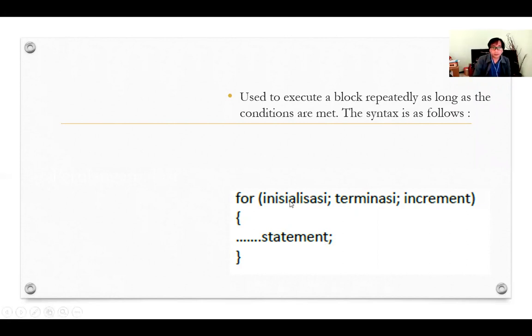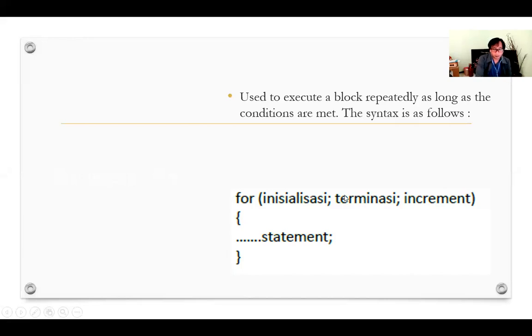So initialization is the first value that you will use. This is the initiation value, and this is the termination value. This is the limit value that will make the loop stop, and this is the increment value that will be used to increase the value from the initiation value that you gave, repeating the statement inside the for until the value of the initiation meets the termination value.